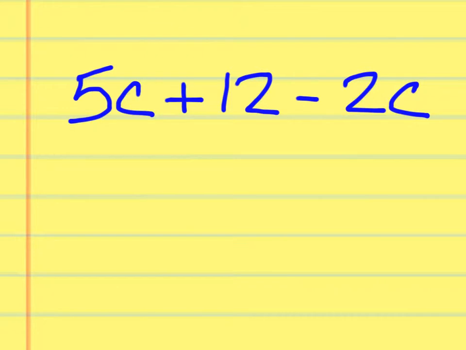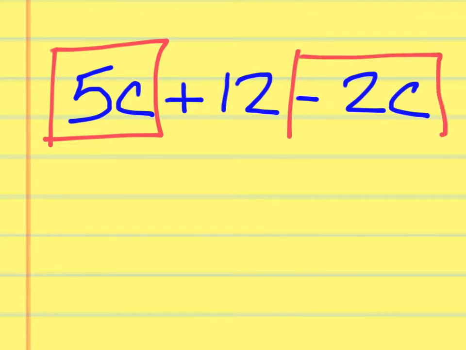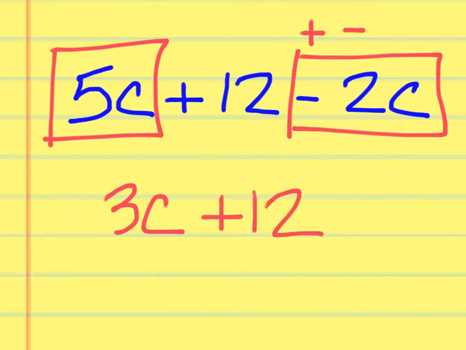I have 5c plus 12 minus 2c. I have two terms in there that are like. There's a c that shows up in both of them, and they only have a c. So I can do 5c minus 2c. You have to include the sign in front of each item. 5c minus 2c. Even though this is minus, this is the same thing as plus and negative 2, so it still acts the same way. But 5c minus 2c is 3c, and you just have a 12 left over.